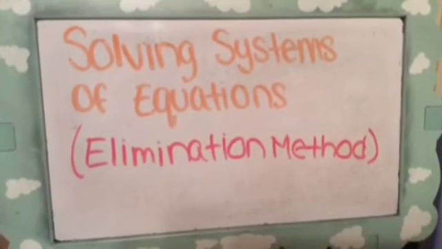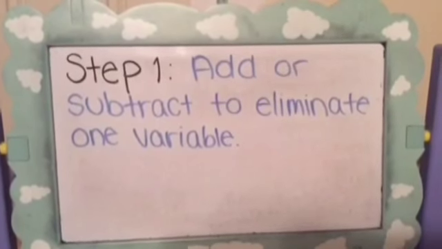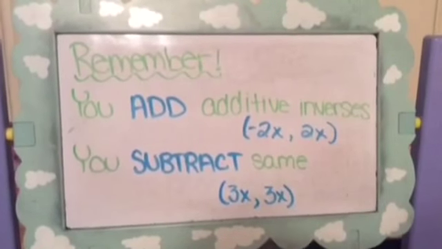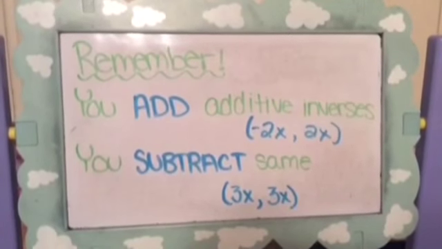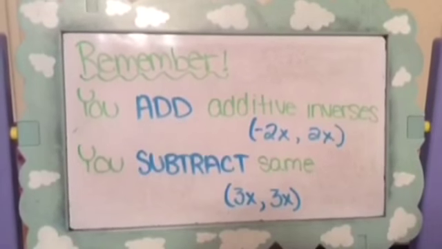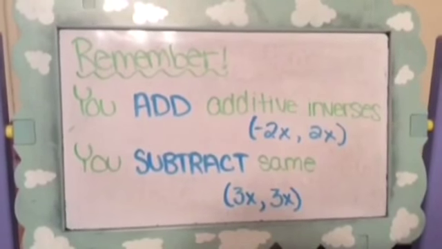Solving systems of equations, elimination method. Step 1. Add or subtract to eliminate one variable. Remember, you add additive inverses. An example is negative 2x and 2x. You subtract the same terms. An example is 3x and 3x.